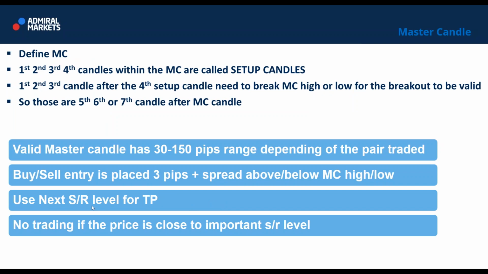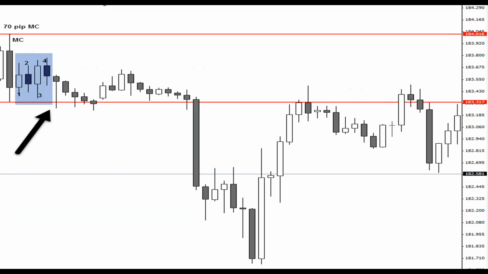Now, use the next support or resistance level for TP, or we can actually use pivot points. It's also valid. And of course, no trading if the price is close to an important support or resistance level. So if the price is very close to an important support or resistance level, guys, of course, we don't trade. So again, this is the 1 hour time frame. 1, 2, 3, 4 candles after this candle define this as a valid master candle. Then you see the breakout was here, then we had a drawdown, and then it went down again.